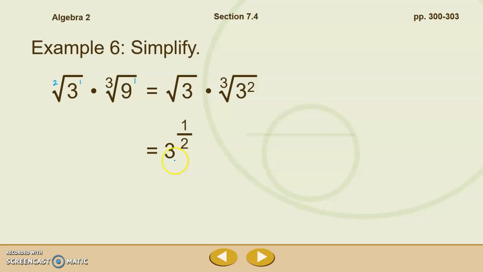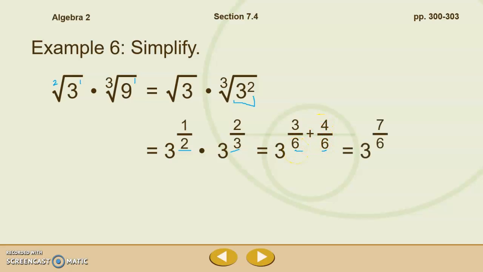Well, that doesn't help us because we would still have different bases. So you can see here, we rewrote 9 with the base 3. 9 is 3 squared, and we can rewrite 9 to the 1/3 as 3 to the 2/3. Now that our bases are the same, we can use the properties of exponents to add our exponents. So we have a base 3 to the 1/2 plus 2/3 power. Well, in order to add 1/2 and 2/3, we have to have a common denominator. So 1/2 is 3/6, and 2/3 is 4/6. And that gives us 3 to the 7/6 power. So that's allowed us to simplify it using the properties of exponents.